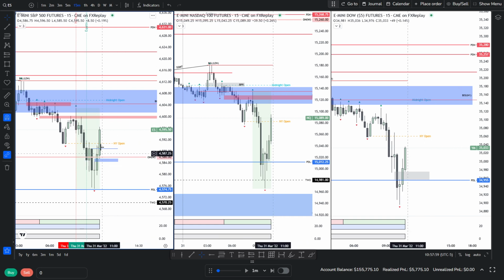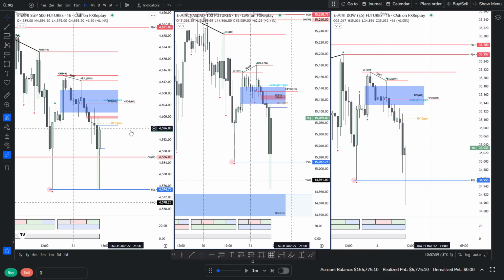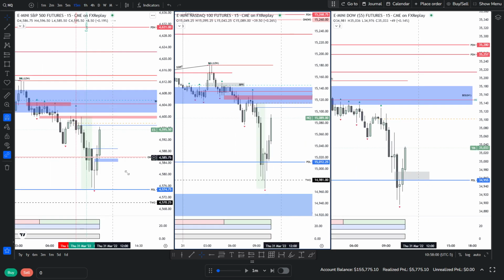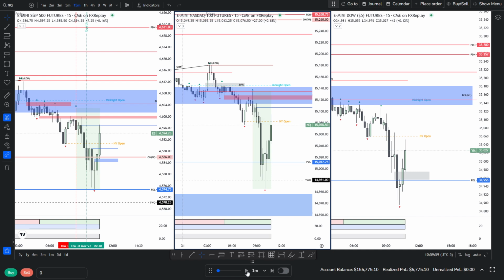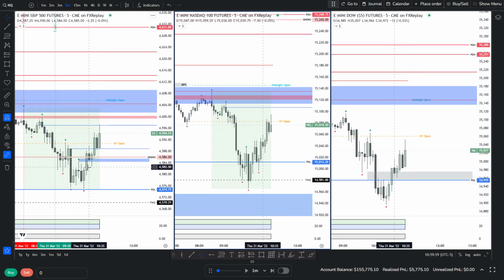Okay, so we're likely going to get that. Where's the hourly order block? Which is here. Been in this position before. Hourly order block there. Go back to the 15. Okay. So this is very much looking like a trade idea.